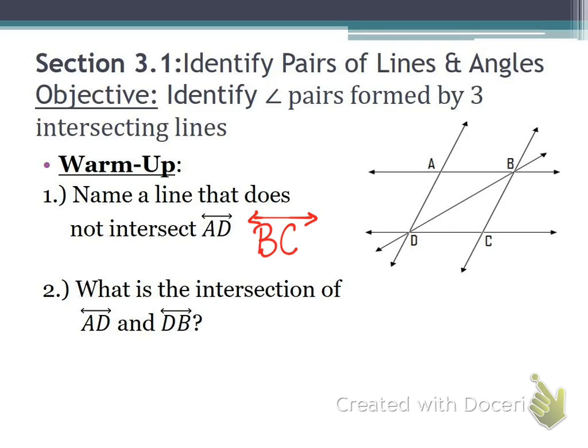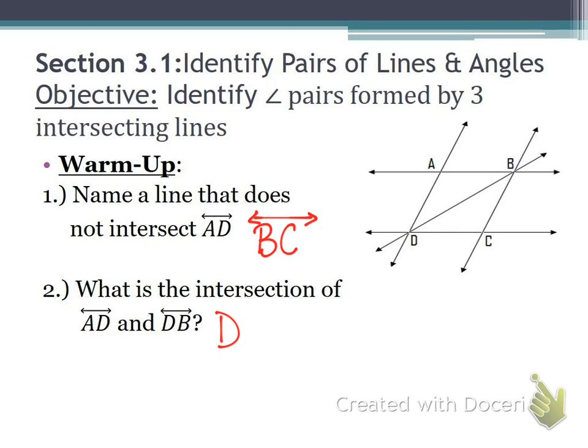What is the intersection of lines AD and DB? Kobe? Disagree a little bit. Akira? Disagree. Caitlin? Disagree. Ariana? Point D, thank you. 2 lines intersect at a single point.